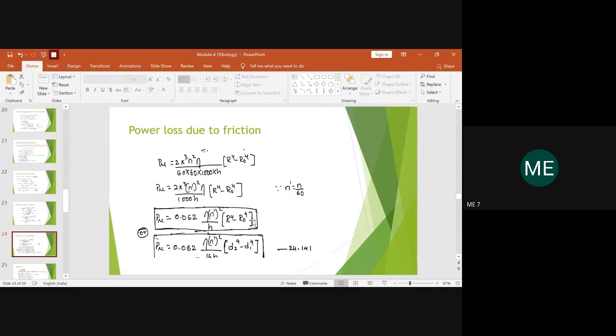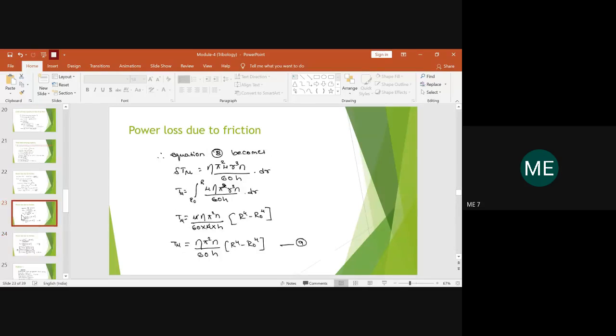But here also it is in terms of R, but in the data handbook it will be in terms of D. So we are changing that into D2 to the power of 4 minus D1 to the power of 4. So this is the derivation part for the power loss due to friction in a hydrostatic bearing. This is how you have to derive the equation.